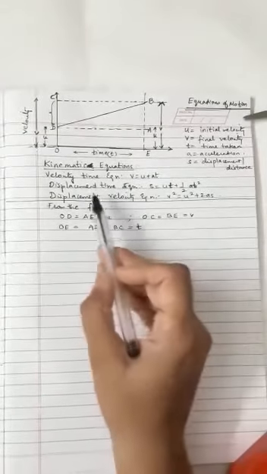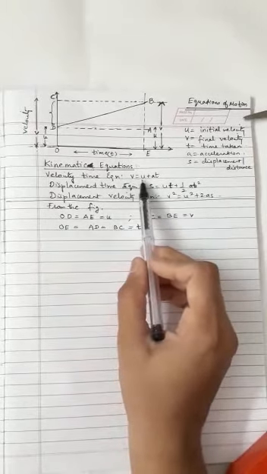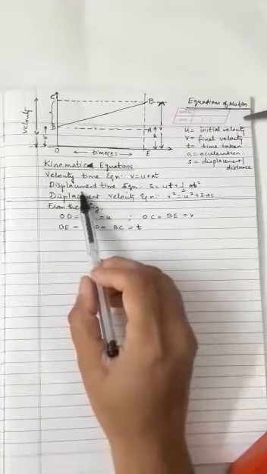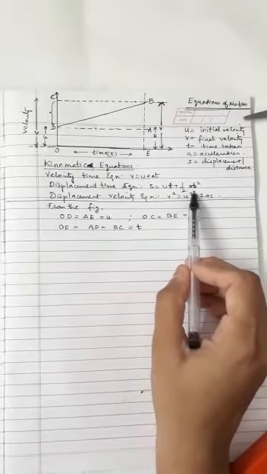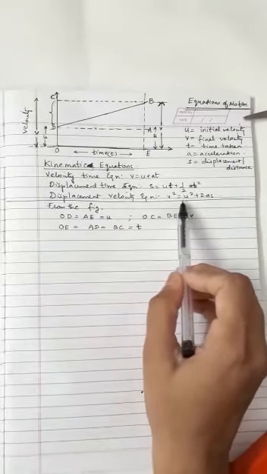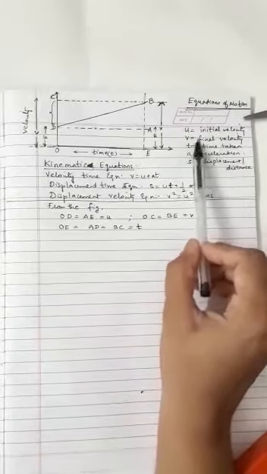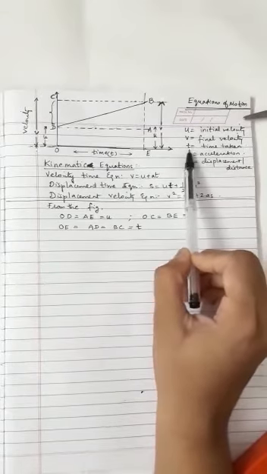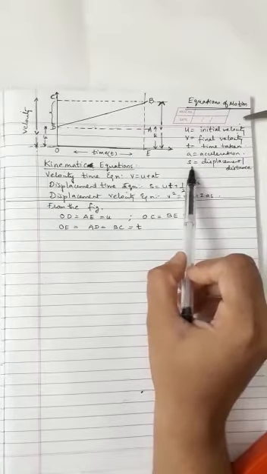Now you can see here we have 3 equations. The first one, the velocity time equation, which is given as v is equal to u plus at. We also have the displacement time equation given as s is equal to ut plus half at square. And we have the third equation, the displacement velocity equation, which is v square is equal to u square plus 2as. Now here u stands for initial velocity, v stands for final velocity, t stands for time taken, a stands for acceleration, and s stands for displacement or distance.